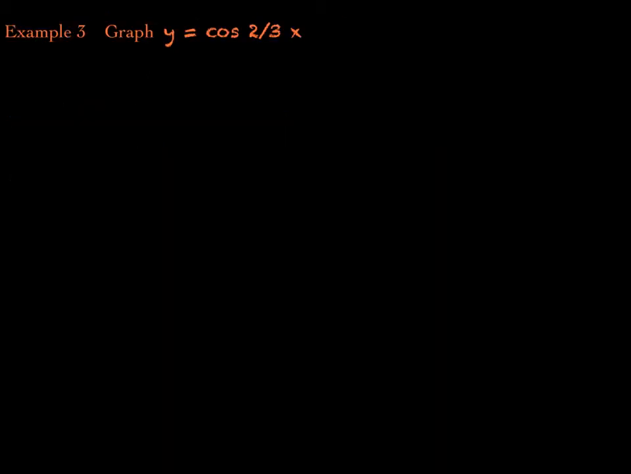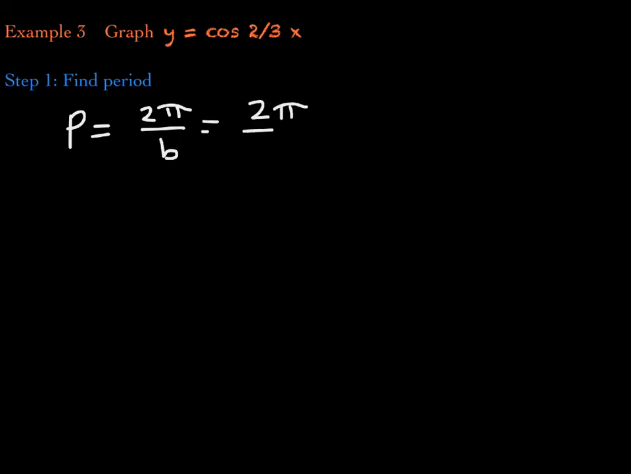All right, here we go. Graph y equals cosine of 2/3 x. The first thing I'm going to do is find the period. Now remember the period will be equal to, I'll just use p for period, okay everybody? 2 pi over b. Your b value in this case is 2/3. That's the coefficient of x. So it's 2 pi divided by 2/3, right?